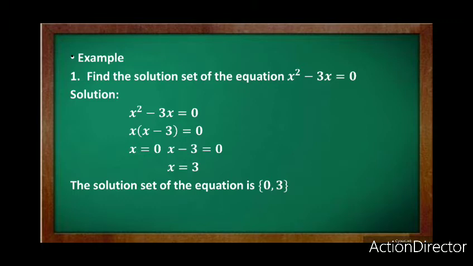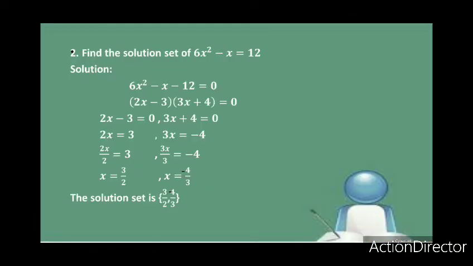Example number 1. Find the solution set of the equation x squared minus 3x equals 0. Since this equation is factorable, the result is x times the quantity x minus 3 equals 0. Our goal here is to achieve the value of x in order to get the solution set of the equation. The value of x is 0, and the other value of x is 3, so the solution set of the equation is 0 and 3. So let's try another example.